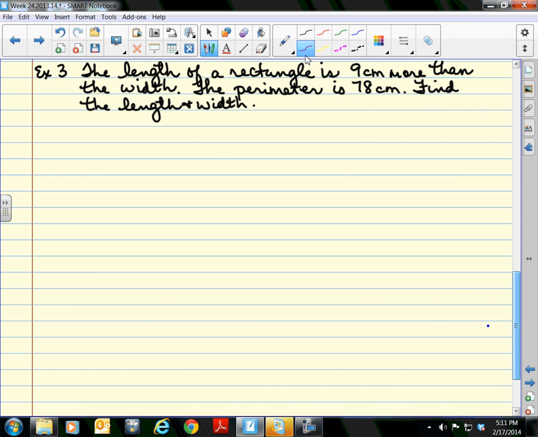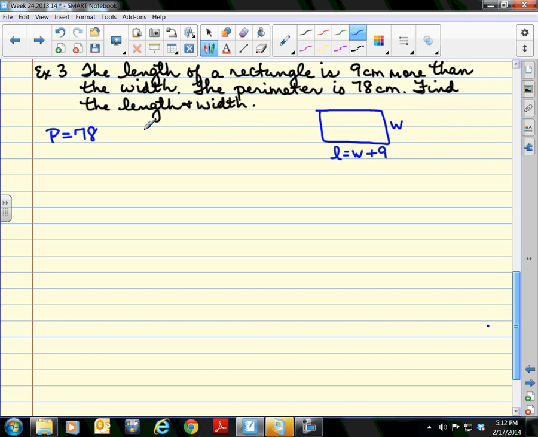Okay, while you're writing that down, I'm going to go ahead and draw the rectangle. For these problems, you want a picture to go with it so that it doesn't mess you up. And it says that the length of the rectangle is 9 more than something. 9 more than the width. So the width is W. There we go. The perimeter is 78. Find the length and width.